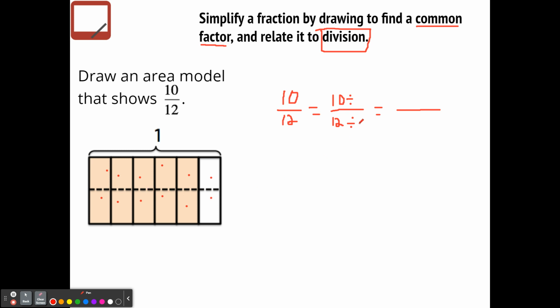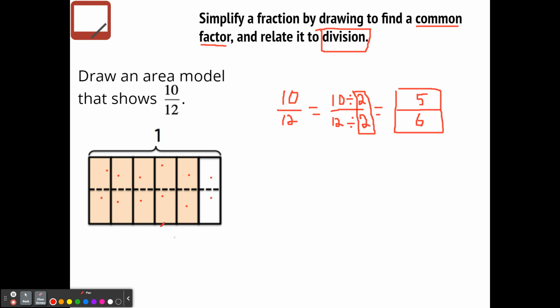Again, the trick I taught you earlier was that I know 10 and 12 are both even numbers, which means that they can both be divided by 2. 10 can be divided by 2, 12 can be divided by 2. 10 divided by 2 gives me 5. 12 divided by 2 gives me 6. So my simplified fraction, this is my lowest term. 2 is my common factor because they could both be divided evenly by 2. My simplified fraction is 5/6.